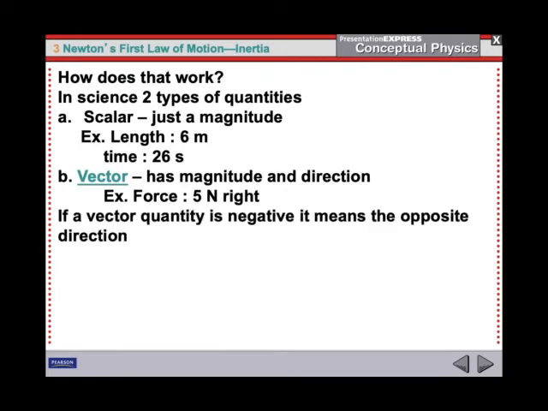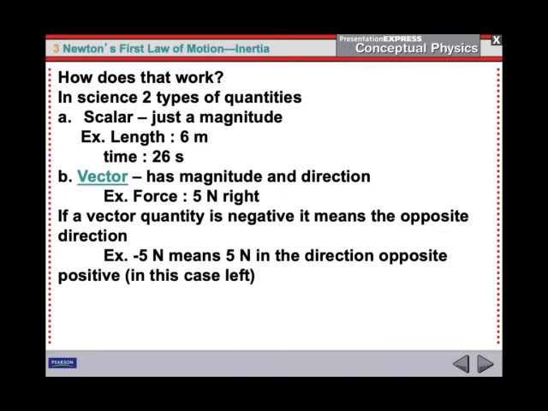If a vector quantity is negative, it means that it's just going in the opposite direction. It does not mean a number less than 0 as it does in math class. Negative numbers are numbers less than 0. Not true in physics, because remember, numbers in physics represent quantities. You can't owe velocity. You can't owe force. It means that it's in the opposite direction of something else. For example, -5 means 5 newtons in the direction opposite of whatever you called positive. So if positive was right, 5 newtons right, then negative would be 5 newtons left.